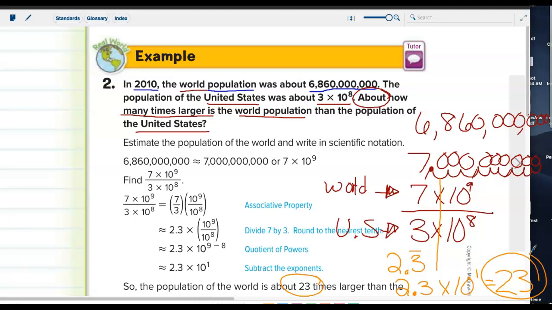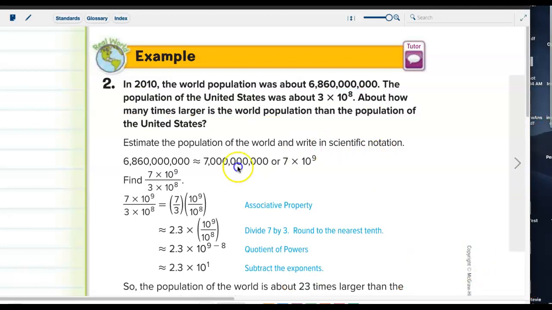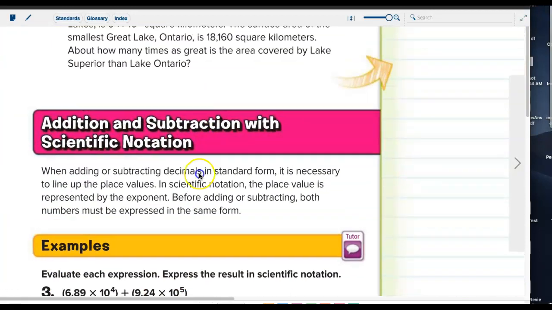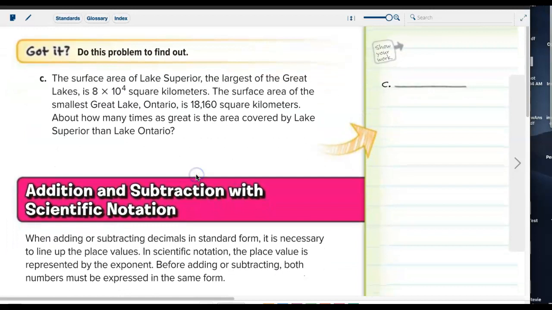Okay, I'm going to do Got It C with you, and then you're going to have to do one on your own. Got It C is on the other page. Dalton, will you read that one? The surface area of Lake Superior, the largest of the Great Lakes, is 8 times 10 to the 4th square kilometers. The surface area of the smallest Great Lake, Ontario, is 18,160 square kilometers. About how many times as great is the area covered by Lake Superior than Lake Ontario?